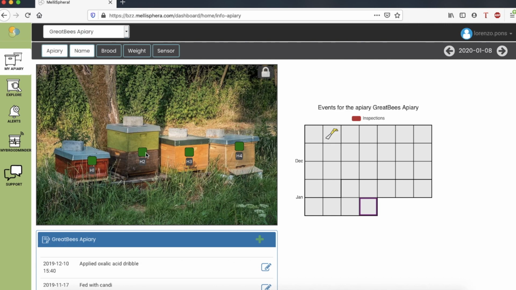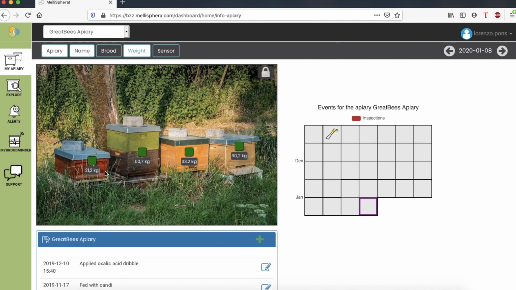Those green dots are showing the hive fitness right now. They are doing all well. And here are the hive names, H1, H2, H3. We can also display the brood levels, which are 0% at this time of the year. That's normal.